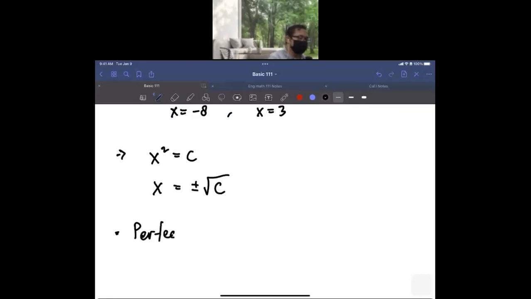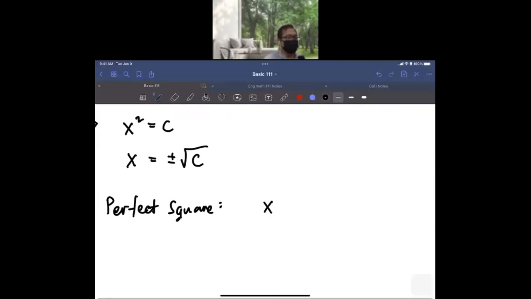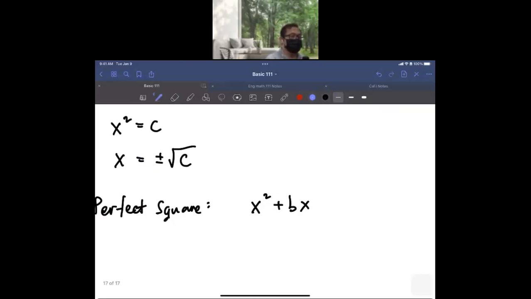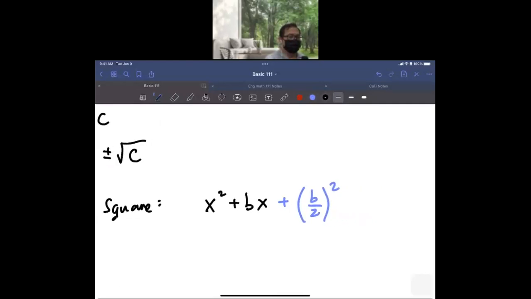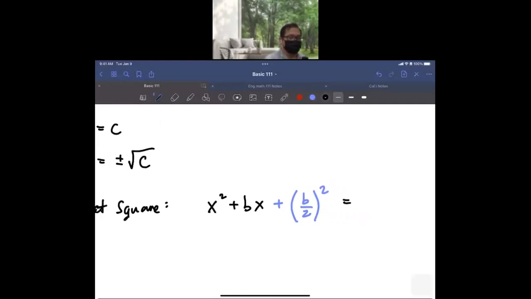And then the perfect square, like we mentioned before. So if we have, for example, x squared plus bx, okay, to make it a perfect square, we're going to add b over 2 and then squared. And then we can say that this whole thing will be x plus b over 2, squared.